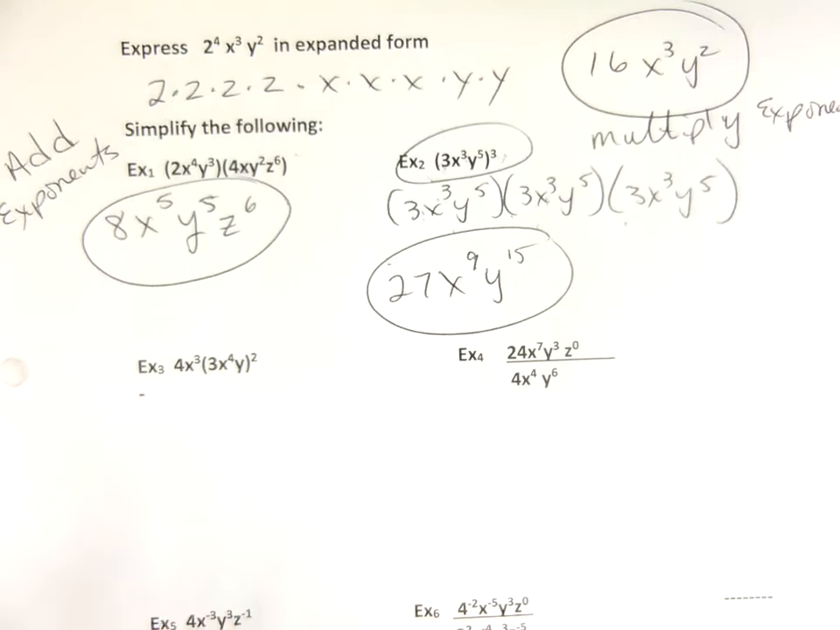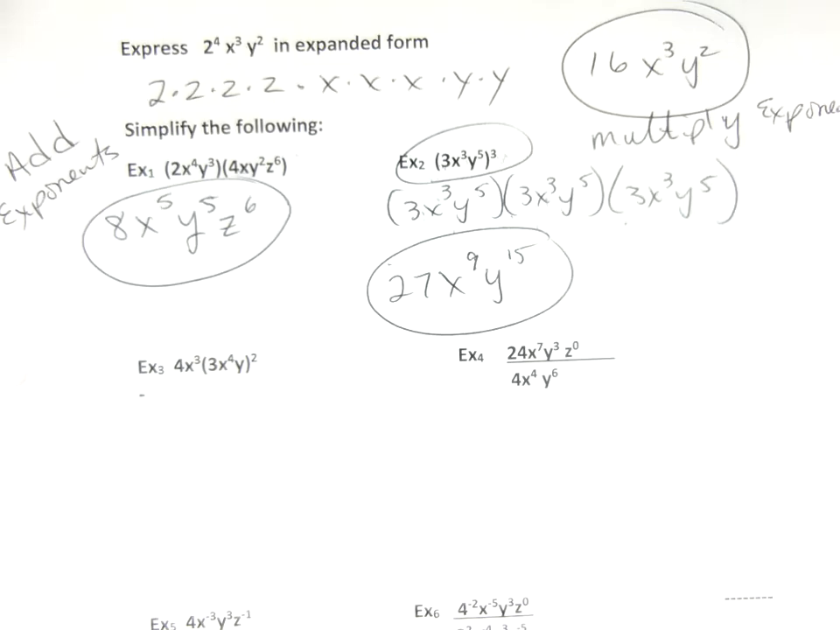Now example 4. What I'm going to do first, because I remember order of operations. You guys remember order of operations? Yeah. We're going to do exponents first, before multiply. So exponents, we do this first. Order of operations, we do this first. So let me highlight that.